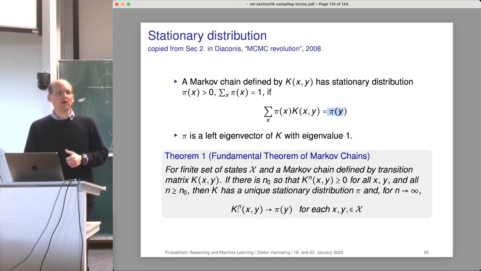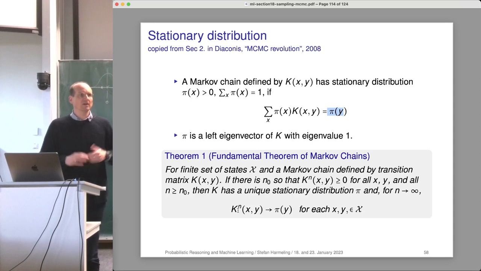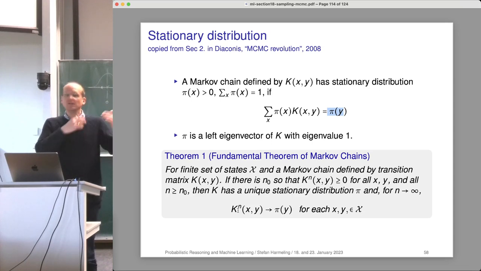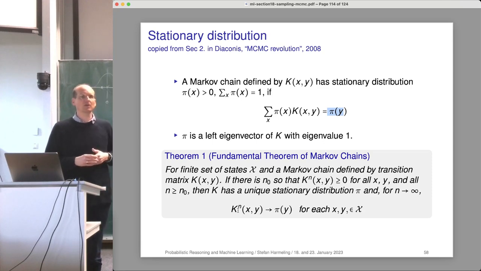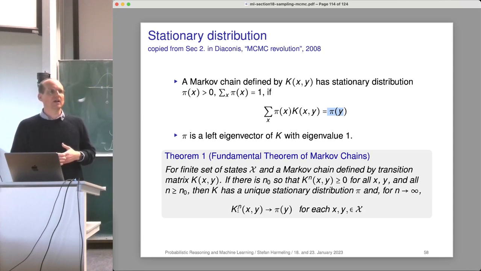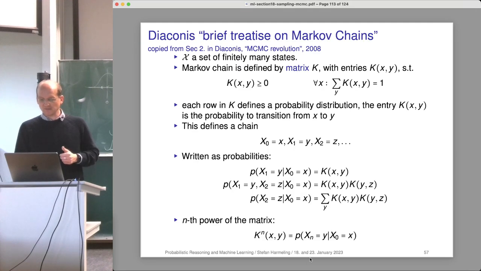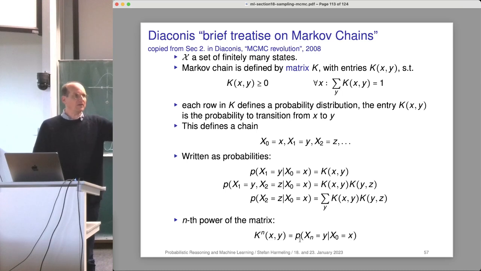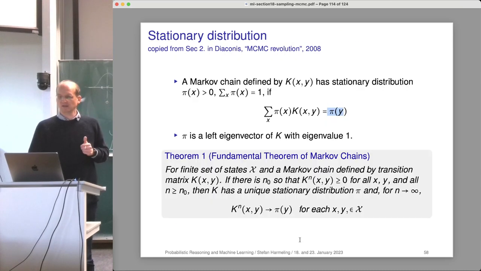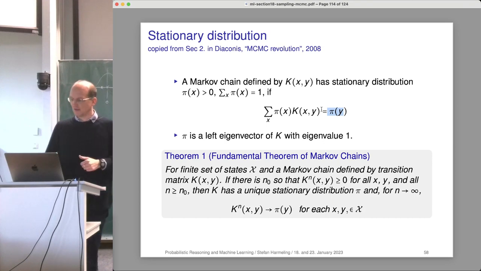By the way, you know the power method maybe, that's the method to find an eigenvector. How does it work? Given a matrix, you apply the matrix over and over again to a vector, and then this vector will converge against the eigenvector with the largest eigenvalue, okay? And this power method is exactly what is written down here. So if you apply the matrix always onto a distribution, eventually it becomes stationary and it won't change anymore. And that's exactly this power method idea. So there's a nice link to optimization.